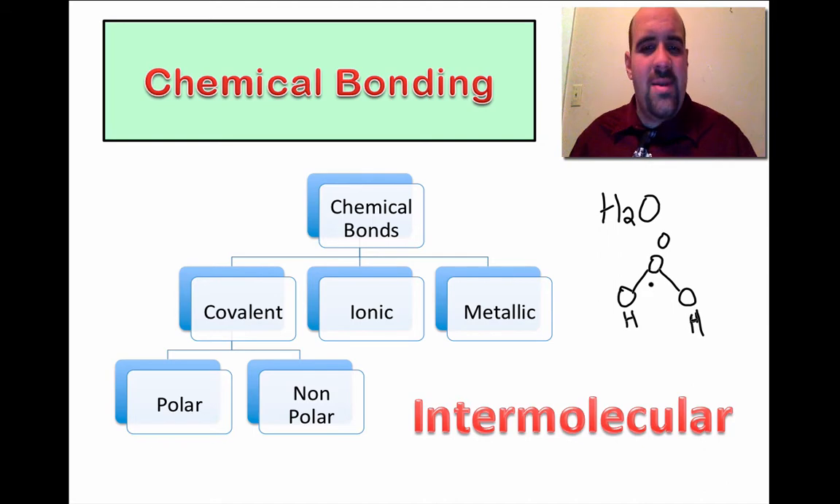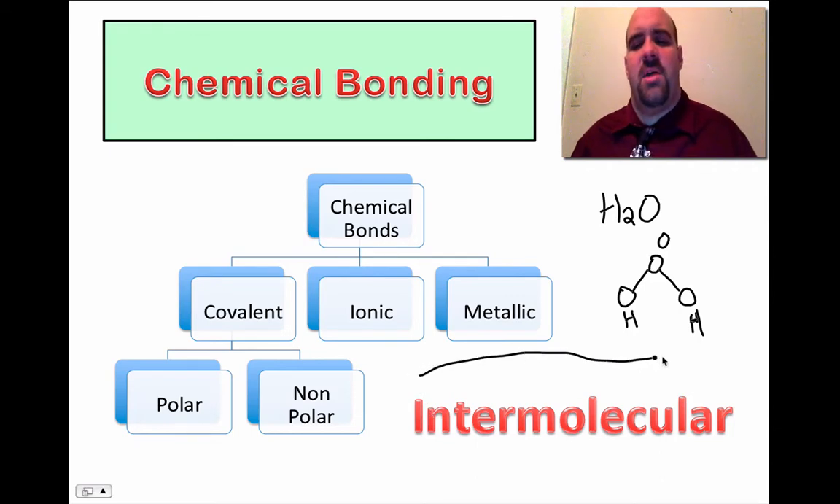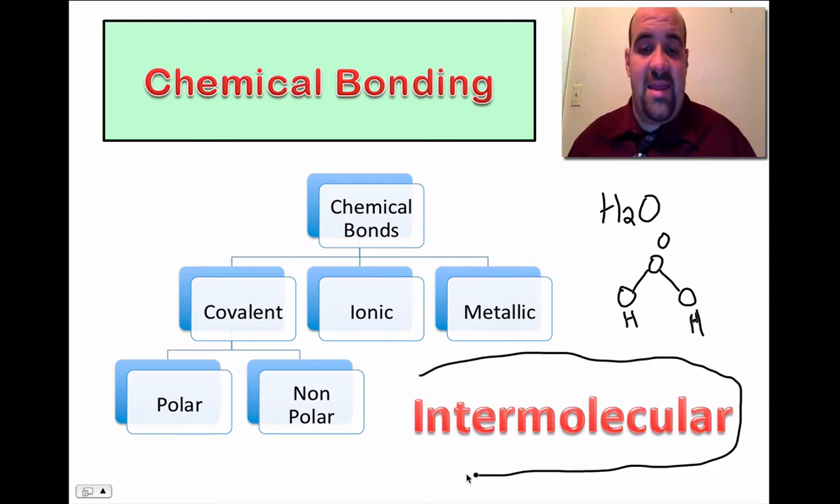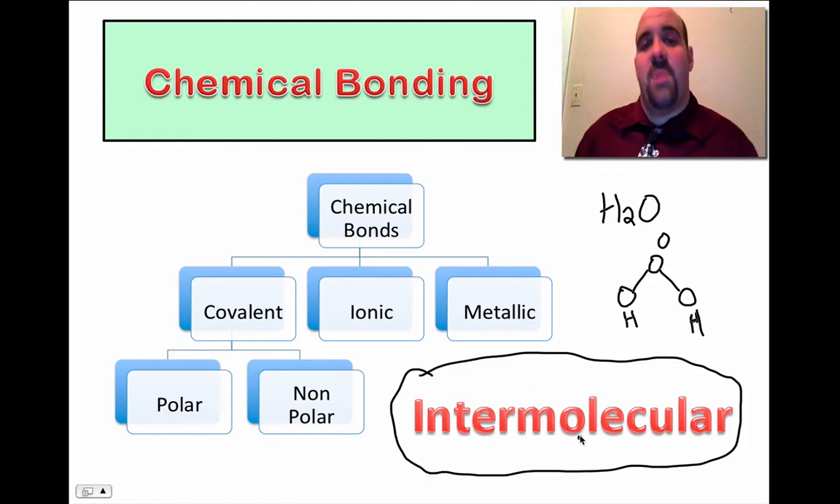Now, water is a polar covalent bond, but water molecules themselves can be attracted to other water molecules through these things called hydrogen bonds. And that would be an example of intermolecular bonds. So after we talk about metallic bonding, ionic bonding, and covalent bonding, we'll talk about intermolecular bonding. For now, we're going to stick with ionic in this slide and talk a little bit about all three in general.